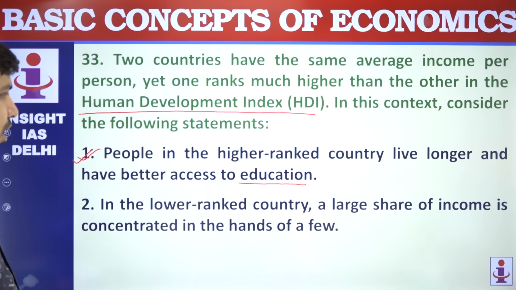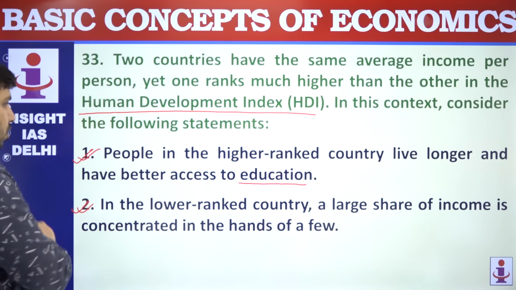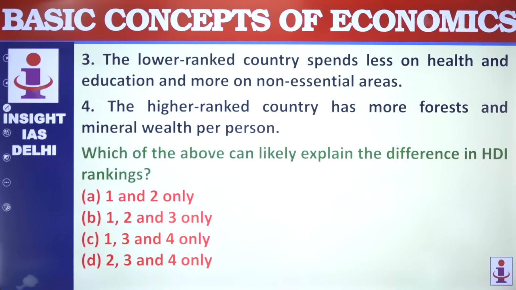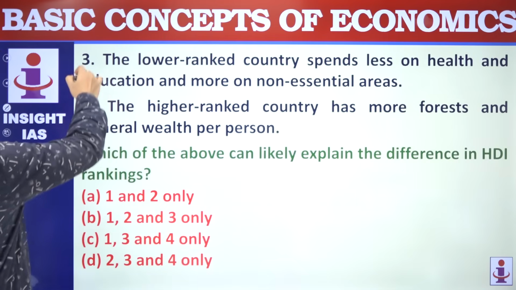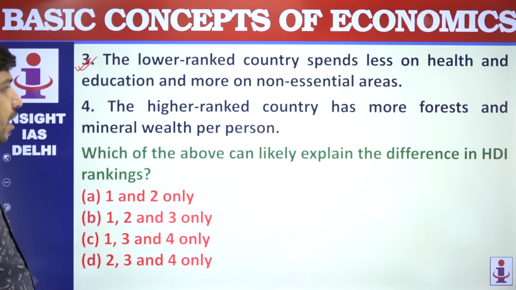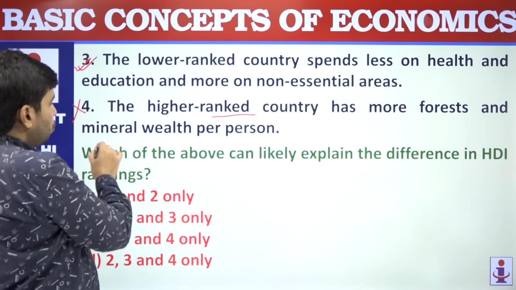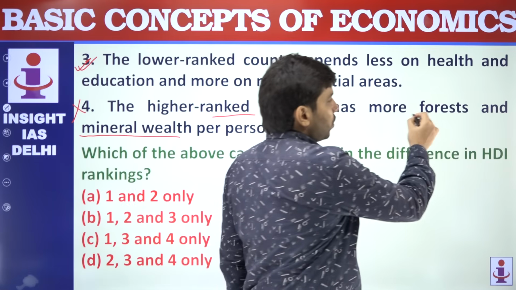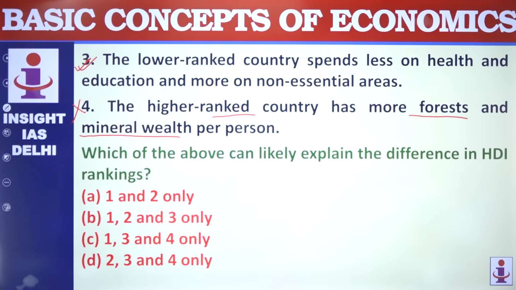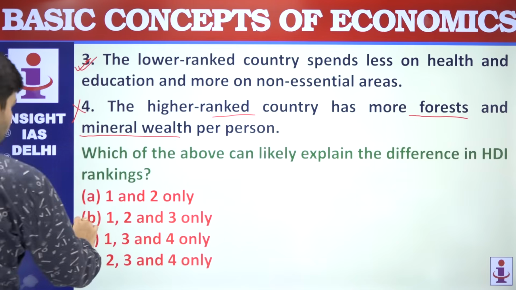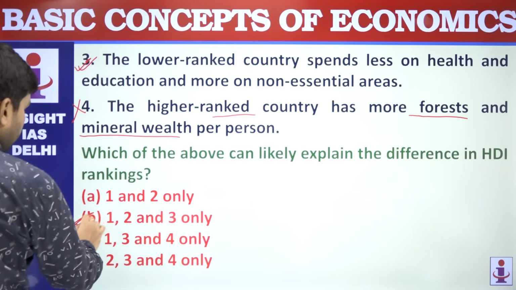In the lower ranked country, a large share of income is concentrated in the hands of a few. Yes, this is correct. The lower ranked country spends less on health and education and more on non-essential services. Yes, this is also correct. The higher ranked country has more forest and mineral wealth per person. This appears to be true, but actually HDI indicators do not include mineral wealth and forests. So this statement is not correct. Only 1, 2 and 3 are correct.